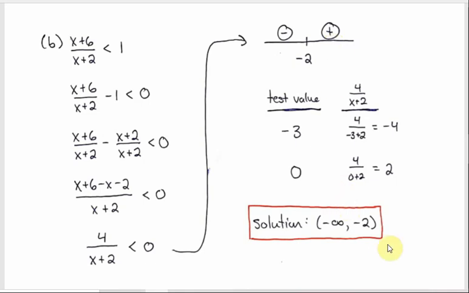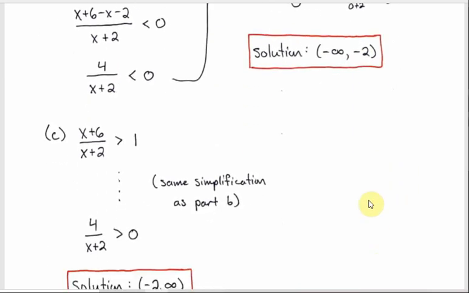So for B, the solution where you would get negative values of 4 over x plus 2, which would be the equivalent of having x plus 6 over x plus 2 less than 1, is to the left of negative 2. So the open interval from negative infinity to negative 2.